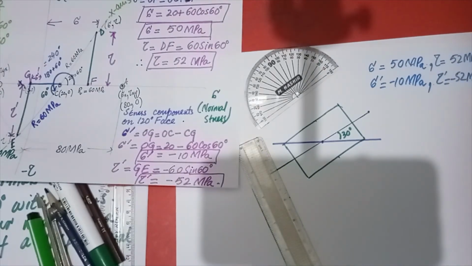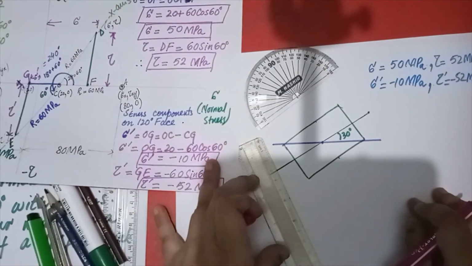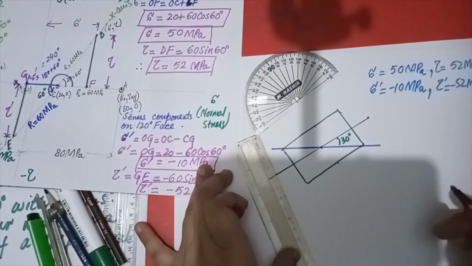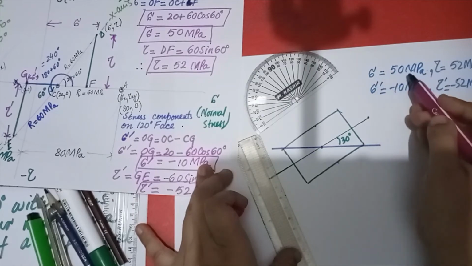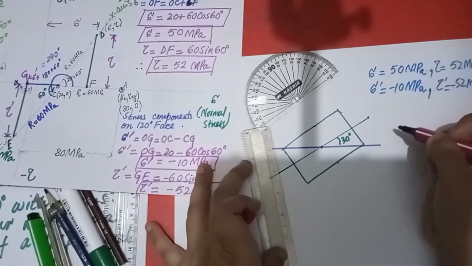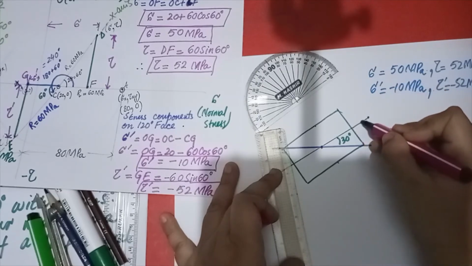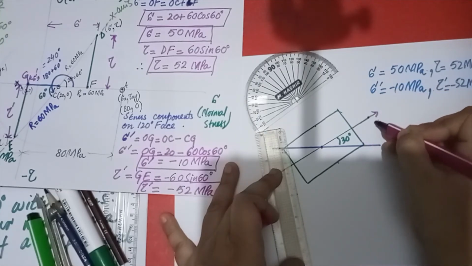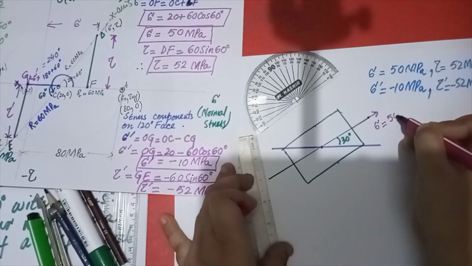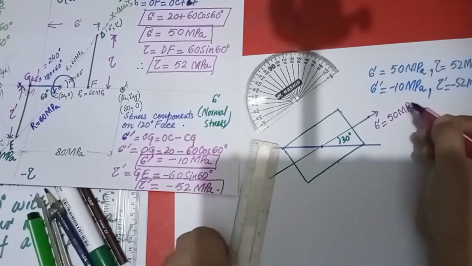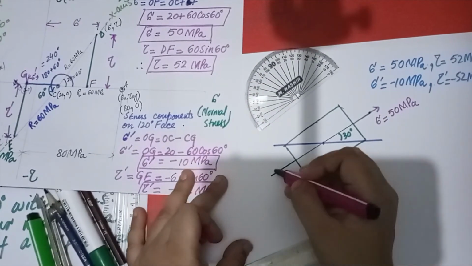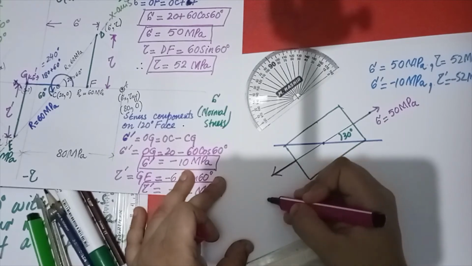Now what I have to do? So in the next step, sigma equals 50 MPa. Now, if it is a positive one, it should be outward. I have already told you sigma is 50 MPa. So if it is sigma 50 MPa, it will also be sigma 50 MPa.